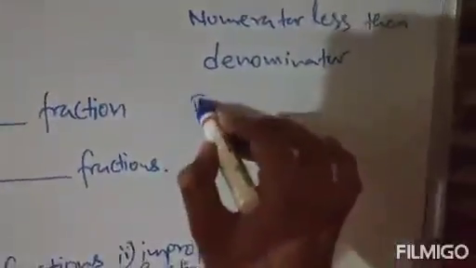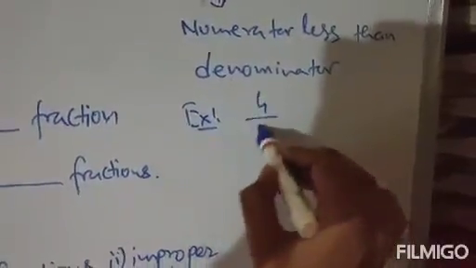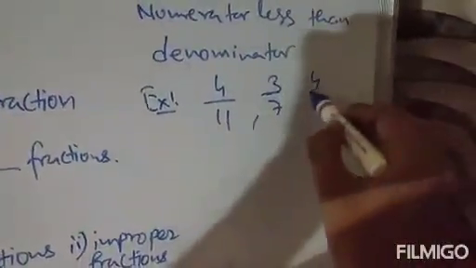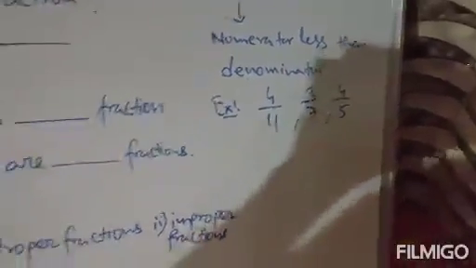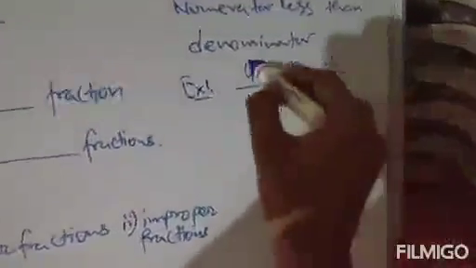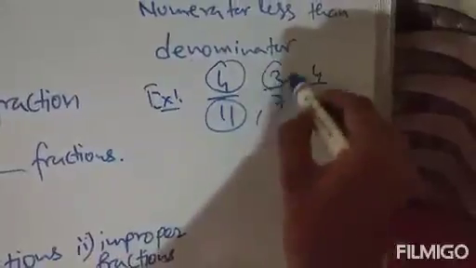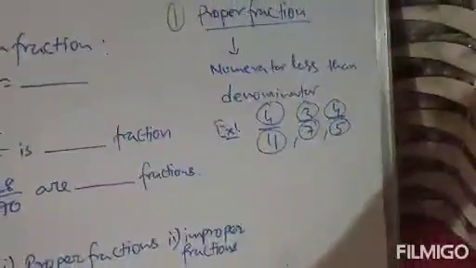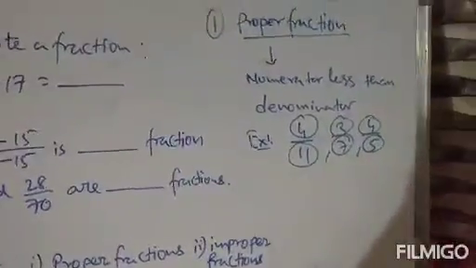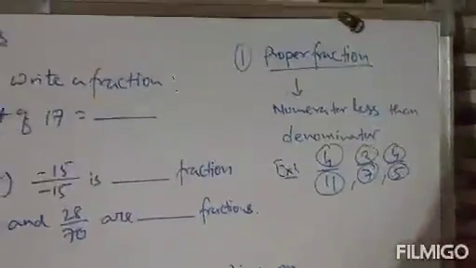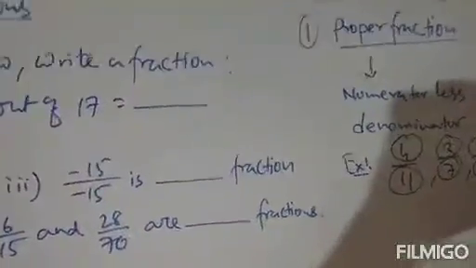For example, suppose 4 by 11, 3 by 7, 4 by 5. All these are proper fractions because the numerator is less than the denominator. This one is the numerator and this one is the denominator, and so on for each. In all these cases the numerator is less than the denominator, or we can say the denominator is greater than the numerator. That is a proper fraction. This is the first type.